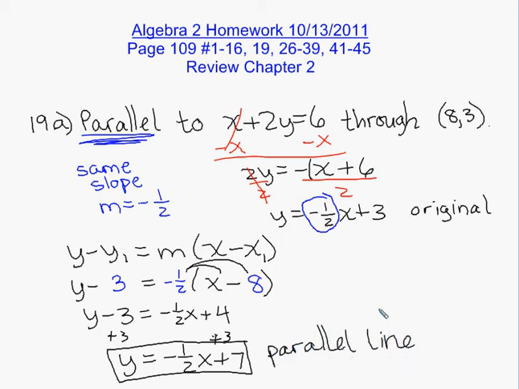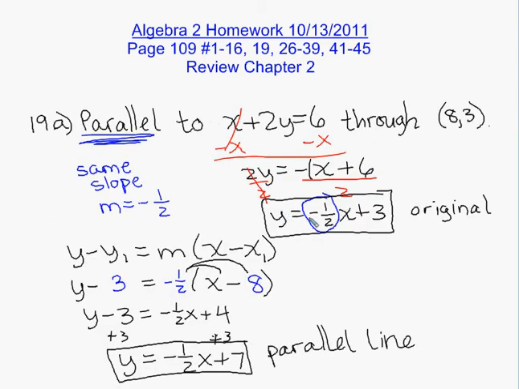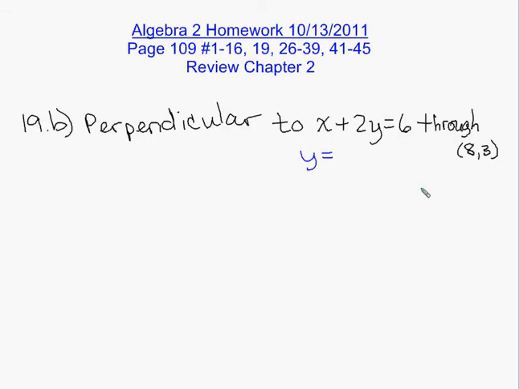That's for part A. So we have the original equation written in point-slope or slope-intercept form. We have the parallel line written in slope-intercept form, and next we're going to do the perpendicular line. Now we already changed this into slope-intercept form on the other problem. Let's see, what was it? It was y equals -1/2 x plus 3. So we know that the slope is -1/2.